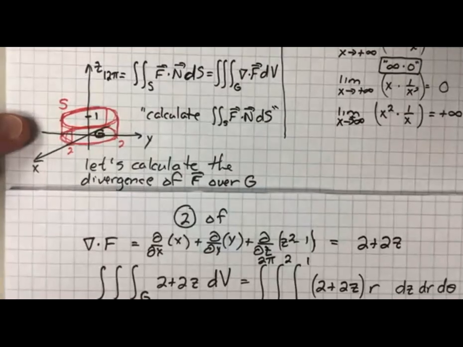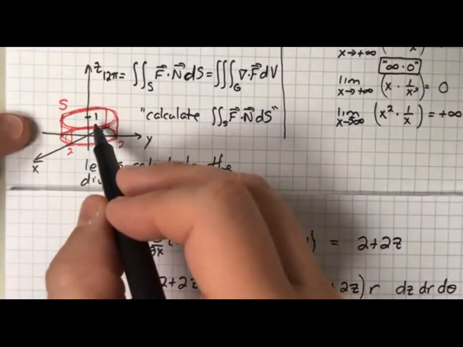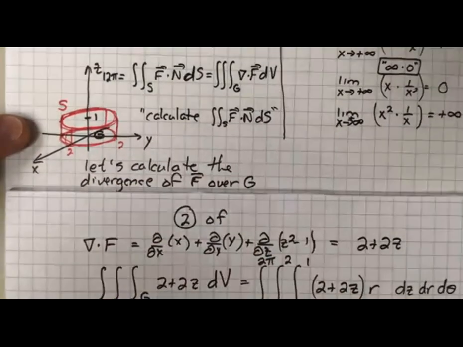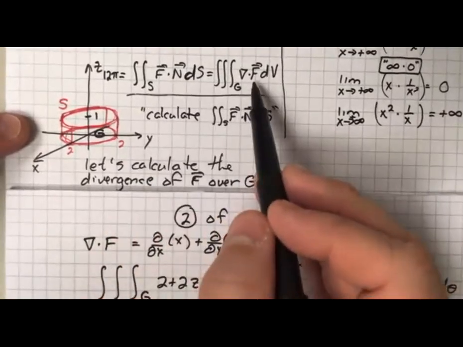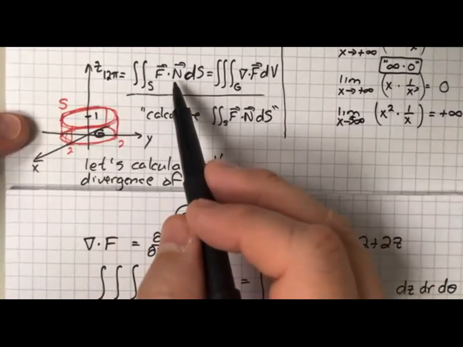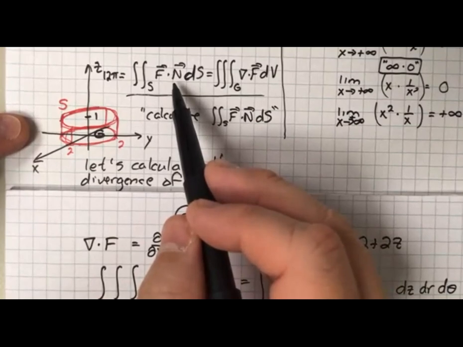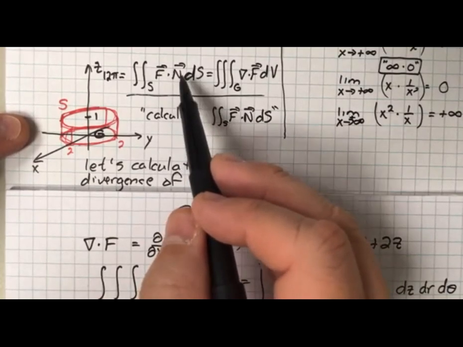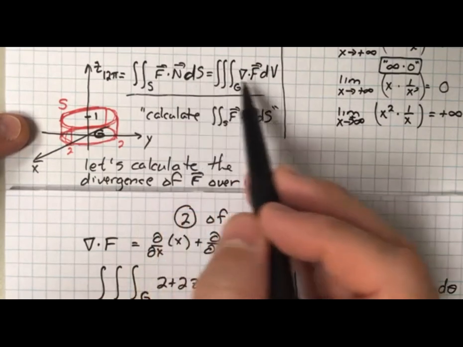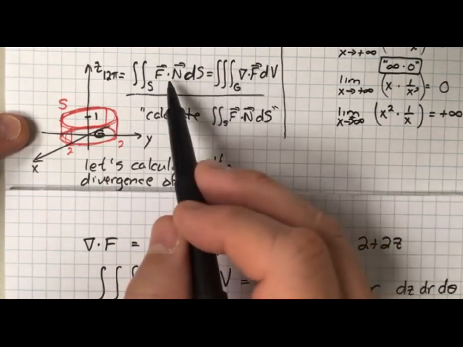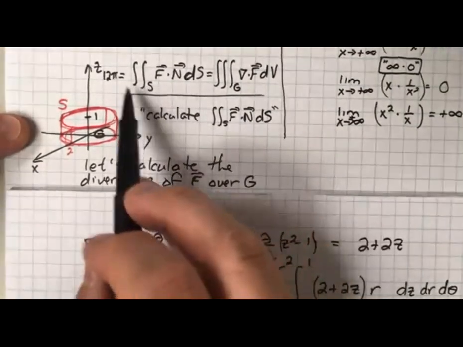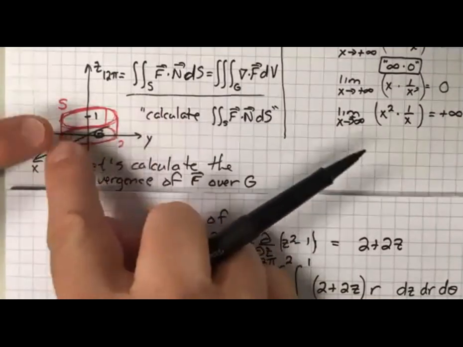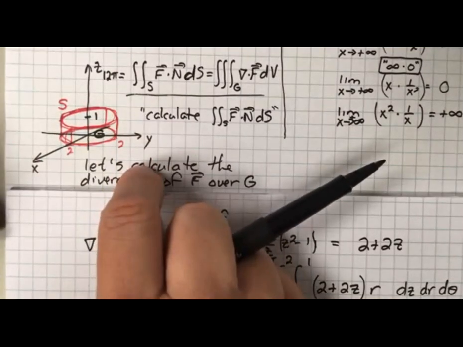And you say, well, how do you know it's flowing out? Maybe the normals that you selected for the surface were inward. I didn't select any normals for the surfaces. Gauss's theorem says that the divergence calculates the flux with respect to the outward normals. I don't have to worry about what direction these normals are when I'm using the divergence. Gauss's theorem calculates the outward flux. So this positive 12 pi that we calculated means more field is leaving this cheese than entering this cheese.